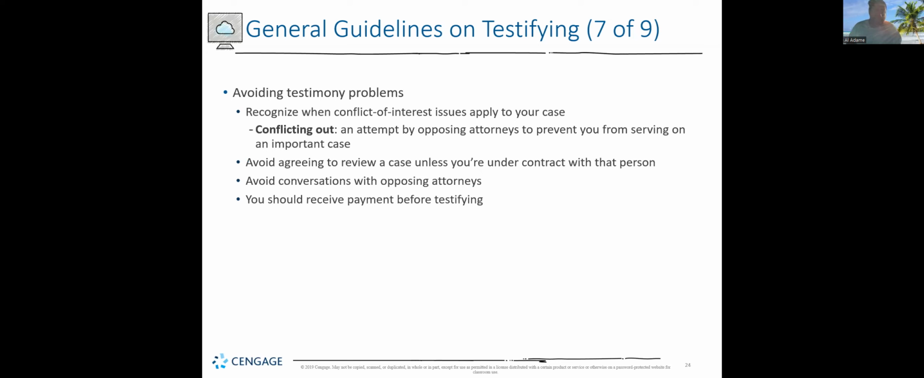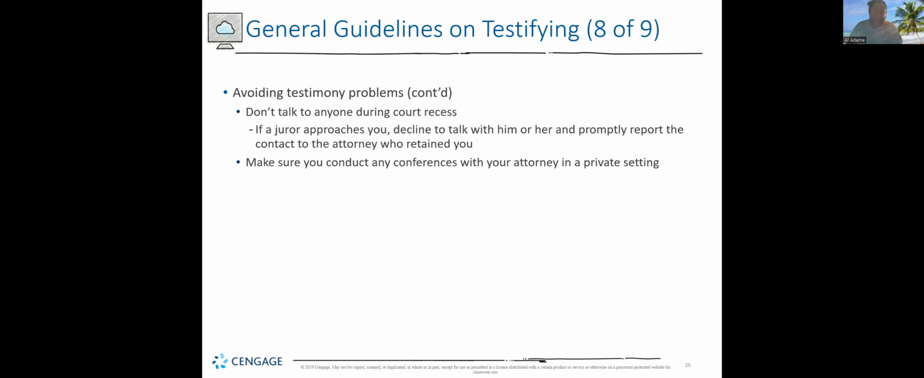Conflicting out: an attempt by opposing attorneys to prevent you from serving on an important case. Avoid agreeing to review a case unless you're under contract with that person. Avoid conversations with opposing attorneys. Make sure you receive payment before testifying.